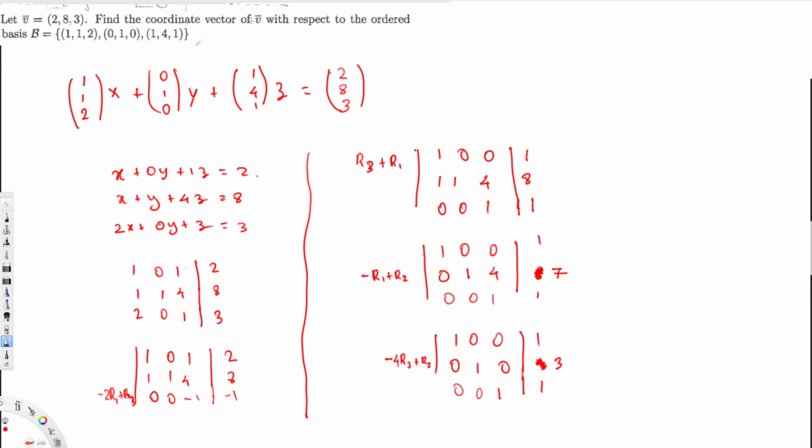So find the coordinate vector of v with respect to the ordered basis. We can say therefore the coordinate vector is 1 3 1.